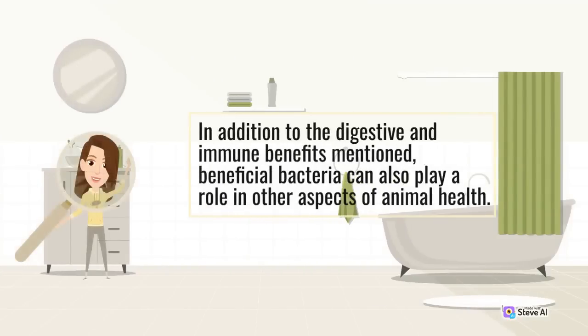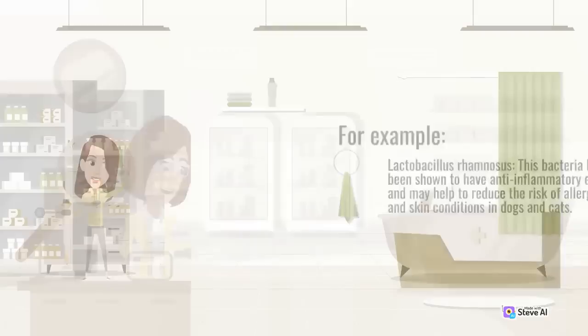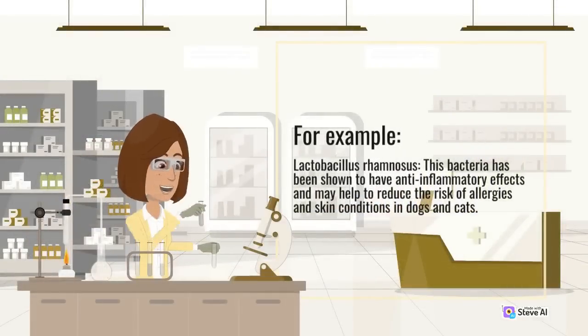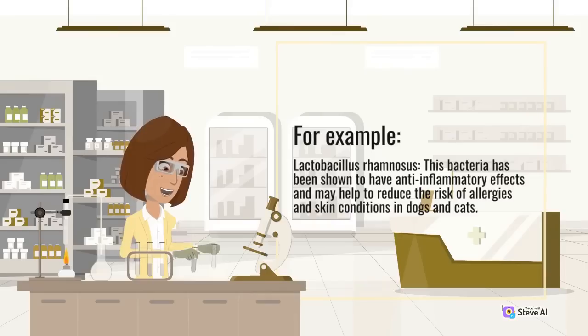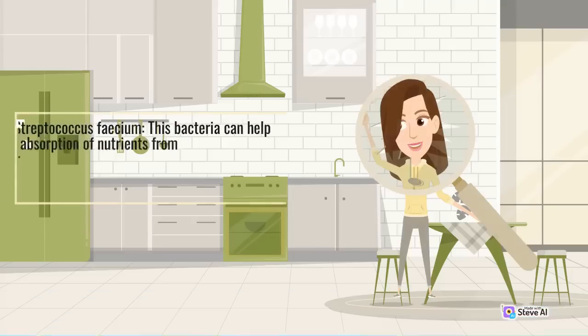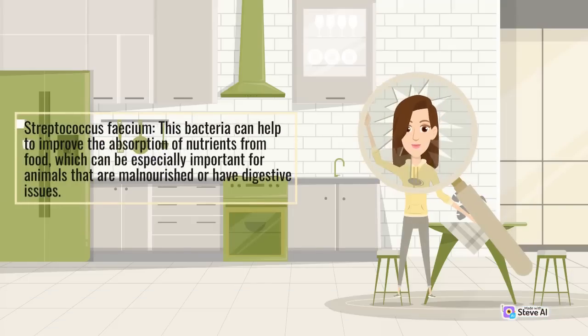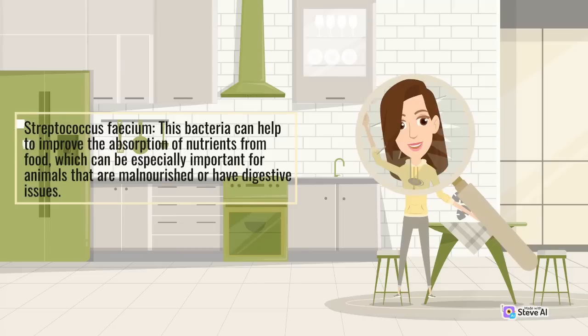In addition to the digestive and immune benefits mentioned, beneficial bacteria can also play a role in other aspects of animal health. For example, Lactobacillus rhamnosus. This bacteria has been shown to have anti-inflammatory effects and may help to reduce the risk of allergies and skin conditions in dogs and cats. Streptococcus faecium. This bacteria can help to improve the absorption of nutrients from food, which can be especially important for animals that are malnourished or have digestive issues.